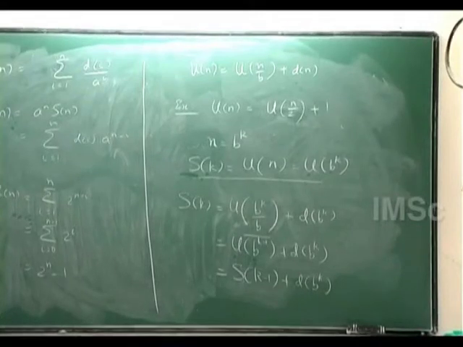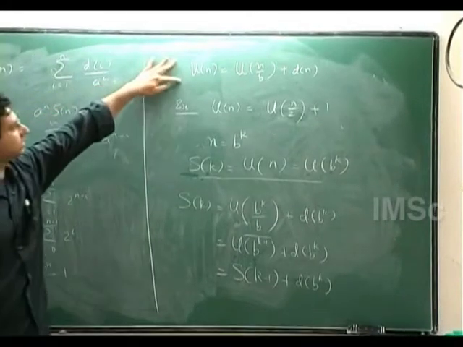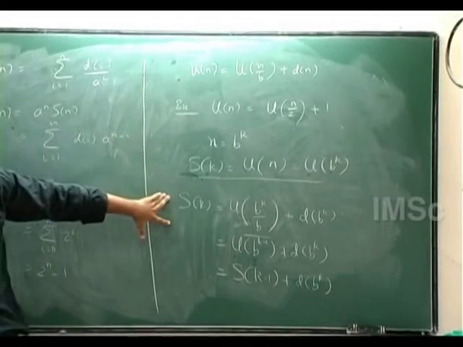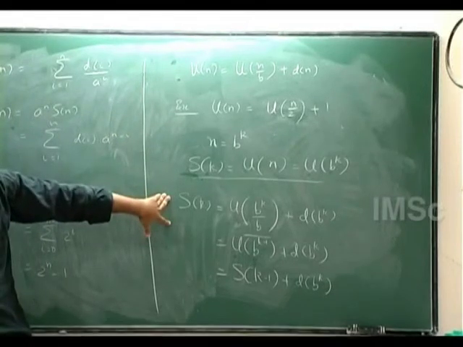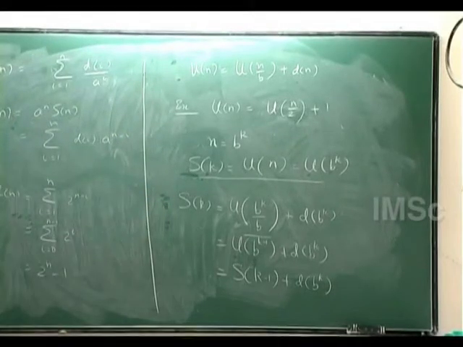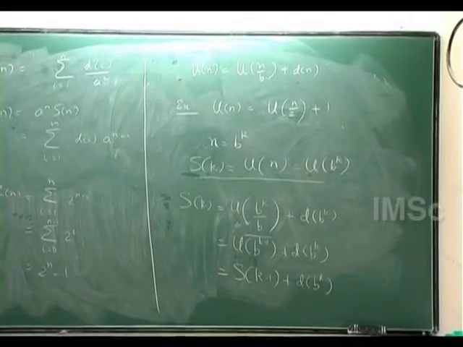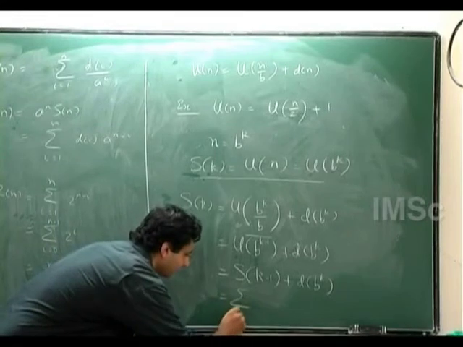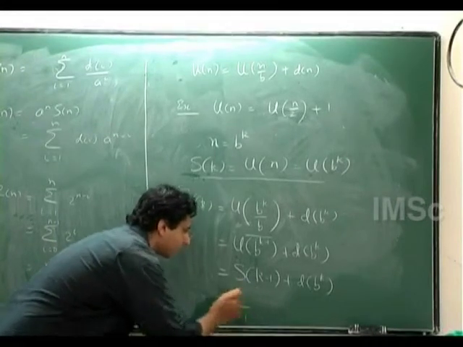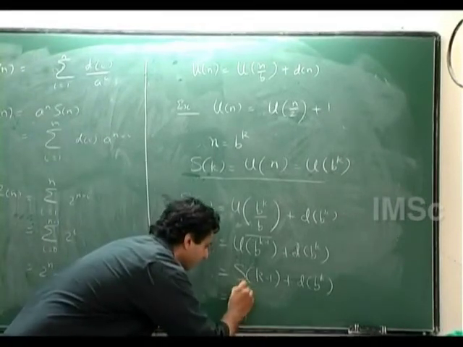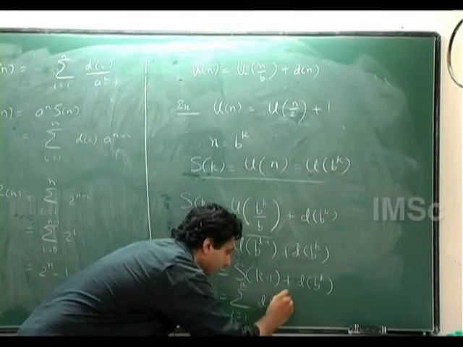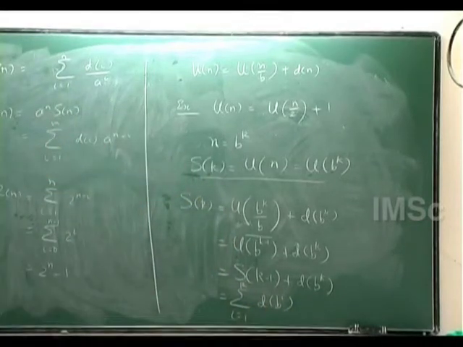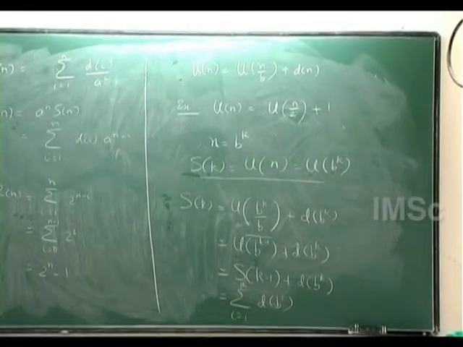So we have reduced our original recurrence from this structure to the fundamental recurrence. Okay. And now we can again plug back this solution from here. What we'll get is s of k is the summation i from 1 to k of d of b raised to i. So it's kind of a geometric summation. Okay. Is that visible?